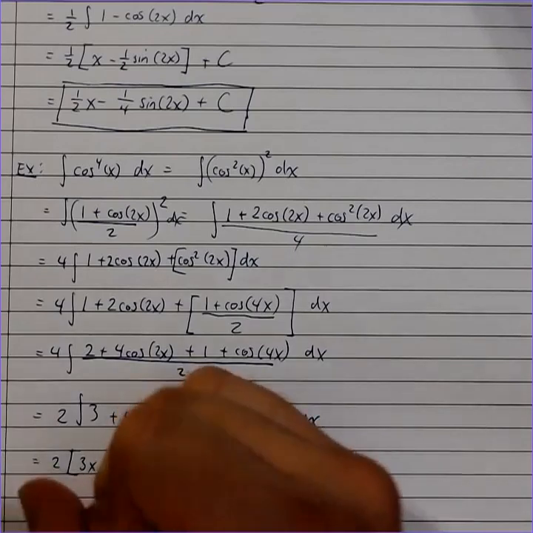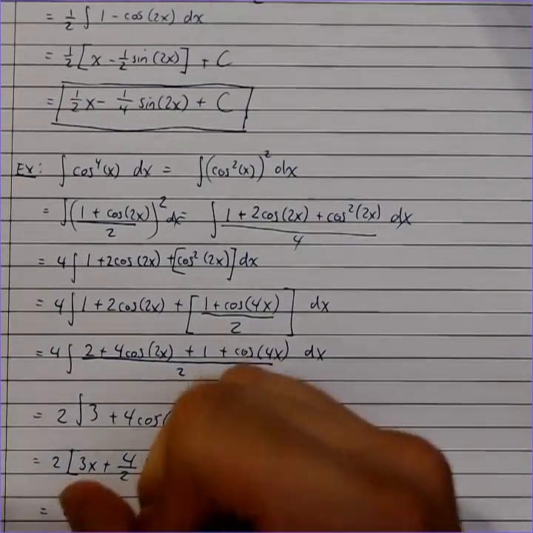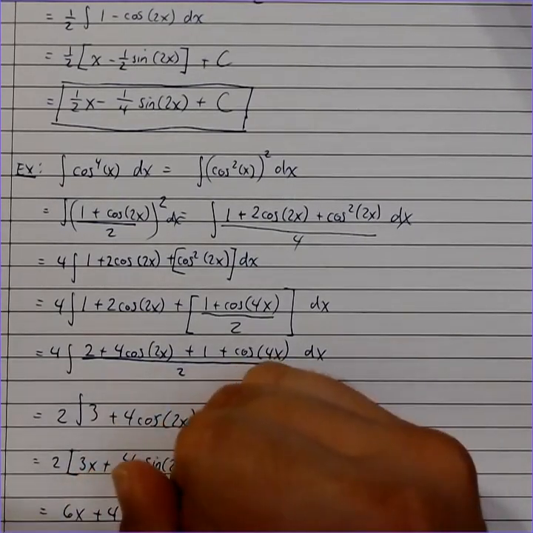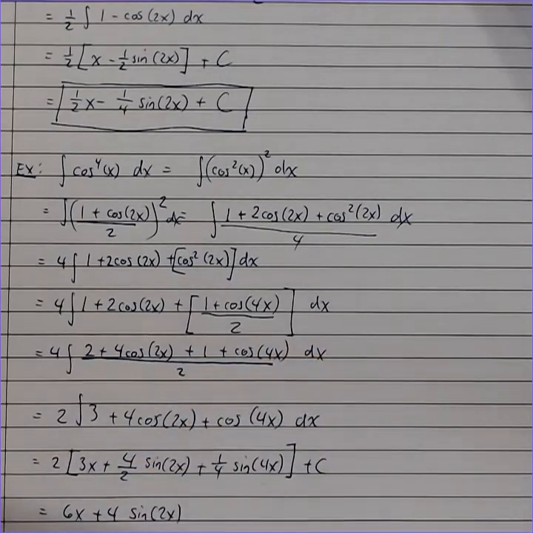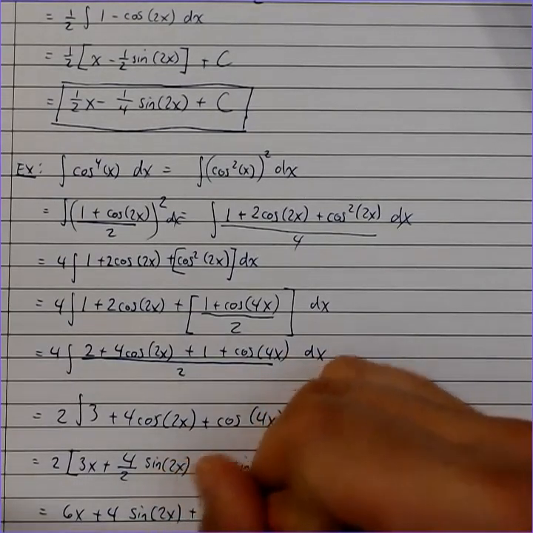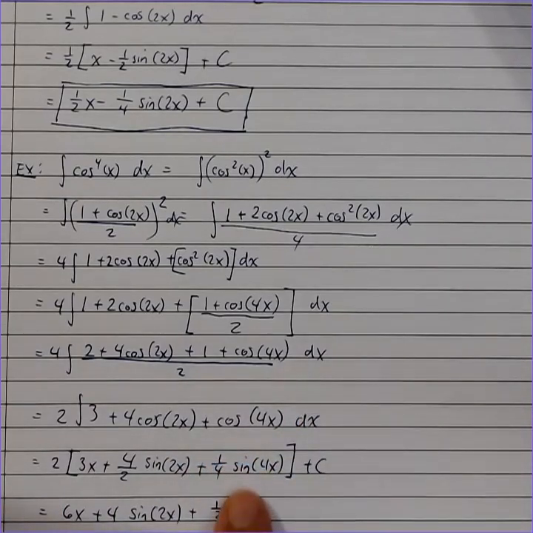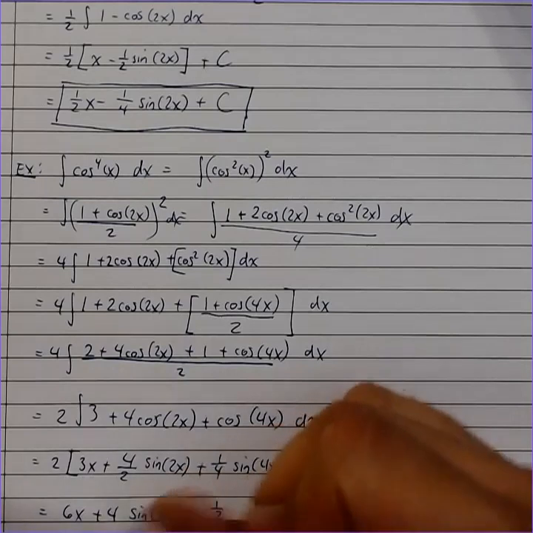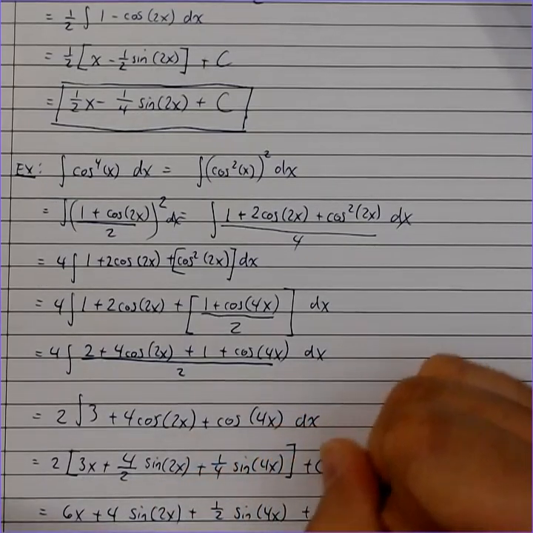2 times 3x, that'll give us 6x. That's 2 times that 2 outside, that's 4. The sine of 2x. And then here I have 2 times 1/4. That's going to be 1/8. 1/2. The sine of 4x plus a constant of integration.